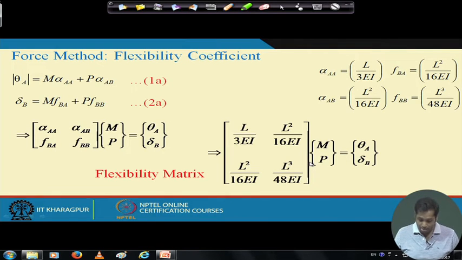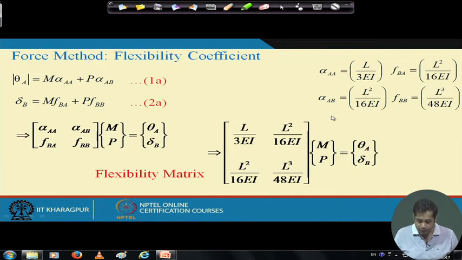Okay. Now, you will appreciate this way of writing the relation between force and displacement once we actually start analyzing different kinds of structure.